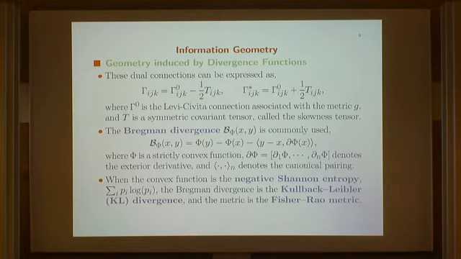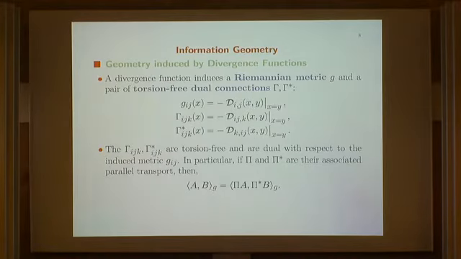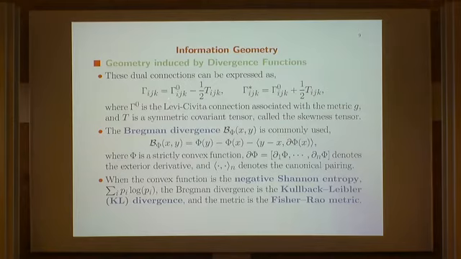And so in particular, you can think of this pair of connections as being related to the Levi-Civita connection and some symmetric covariant tensor, which is called the skewness tensor. So this thing here is the Levi-Civita connection associated with the metric g, which comes from taking this mixed partial and evaluating it along the diagonal. And then there's this symmetric tensor here.